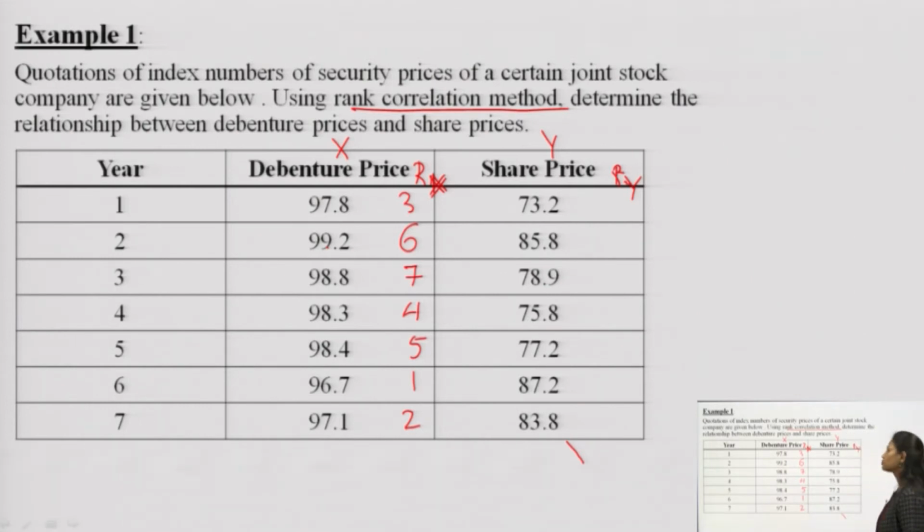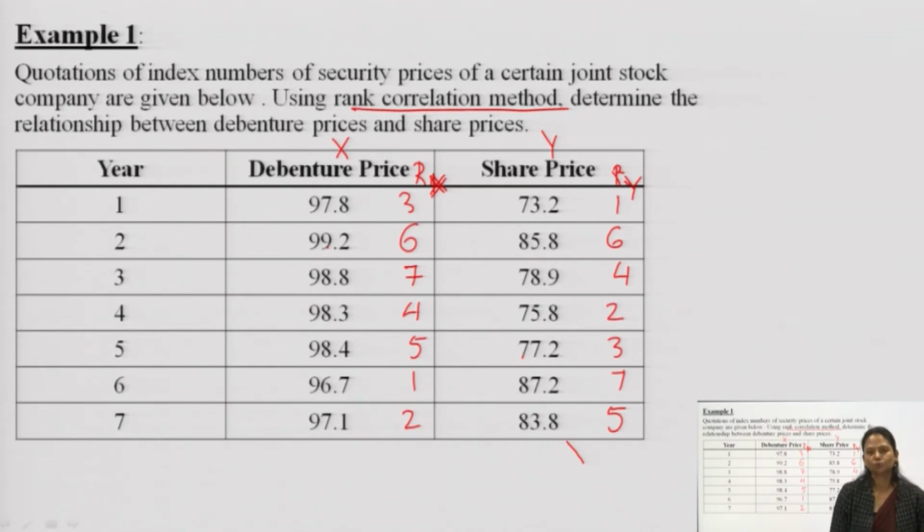In the same manner, I am supposed to follow the same rule for the share price. Here also we give rank 1 to the least price. The least price is 73.1, so I will give it rank 1. Moving ahead, after 73 it is 75.8, rank 2. Then 77.2, rank 3. Then 78.9, rank 4. After that 83, rank 5. Then 85.8, rank 6 and 87.2, rank 7.